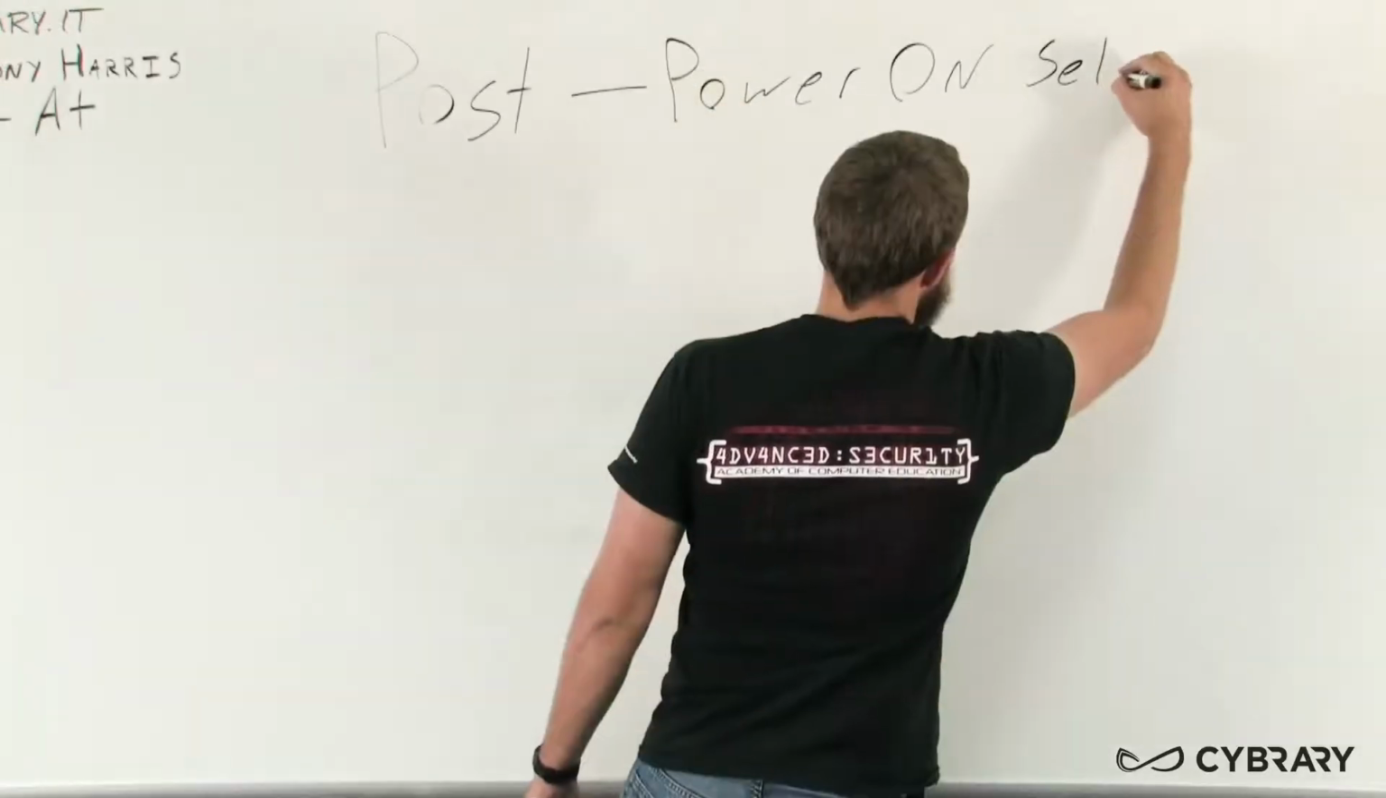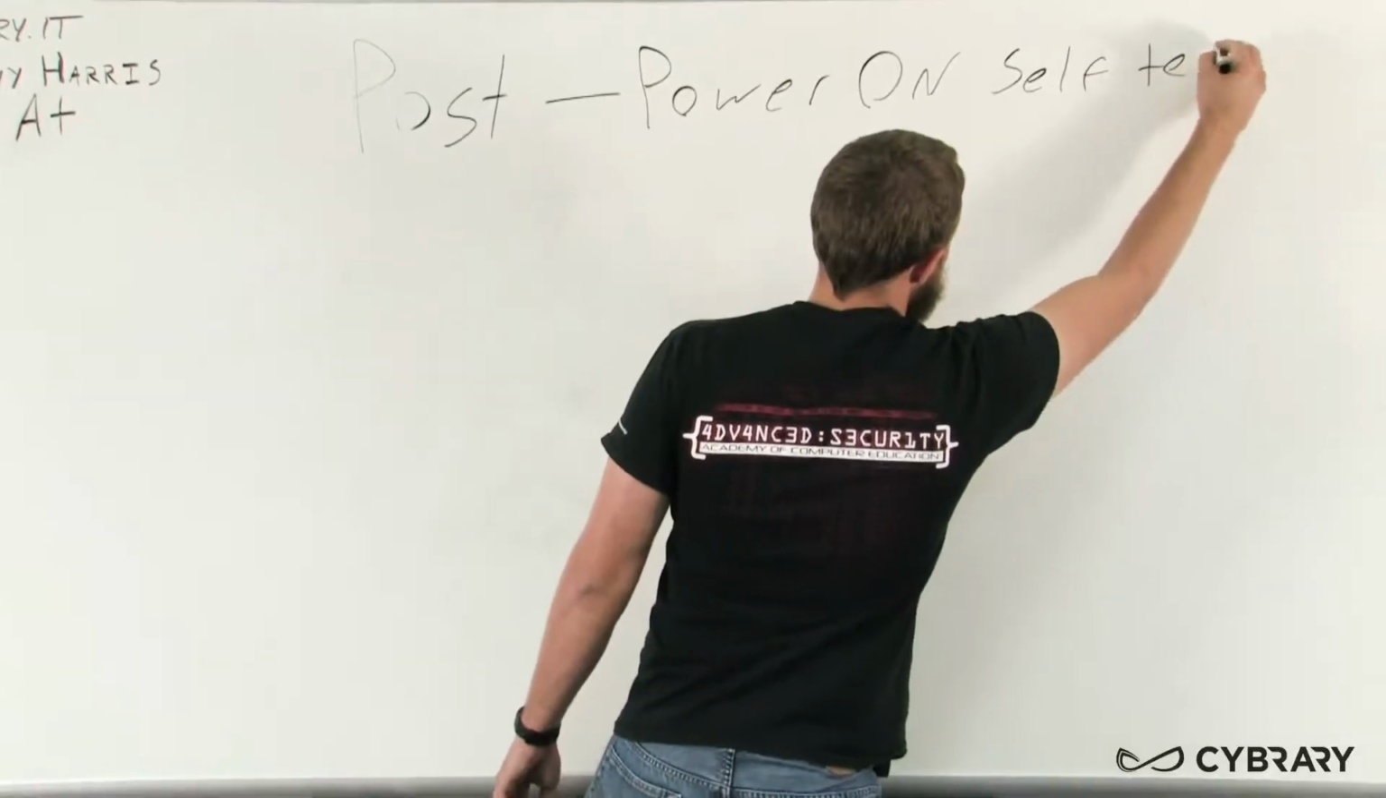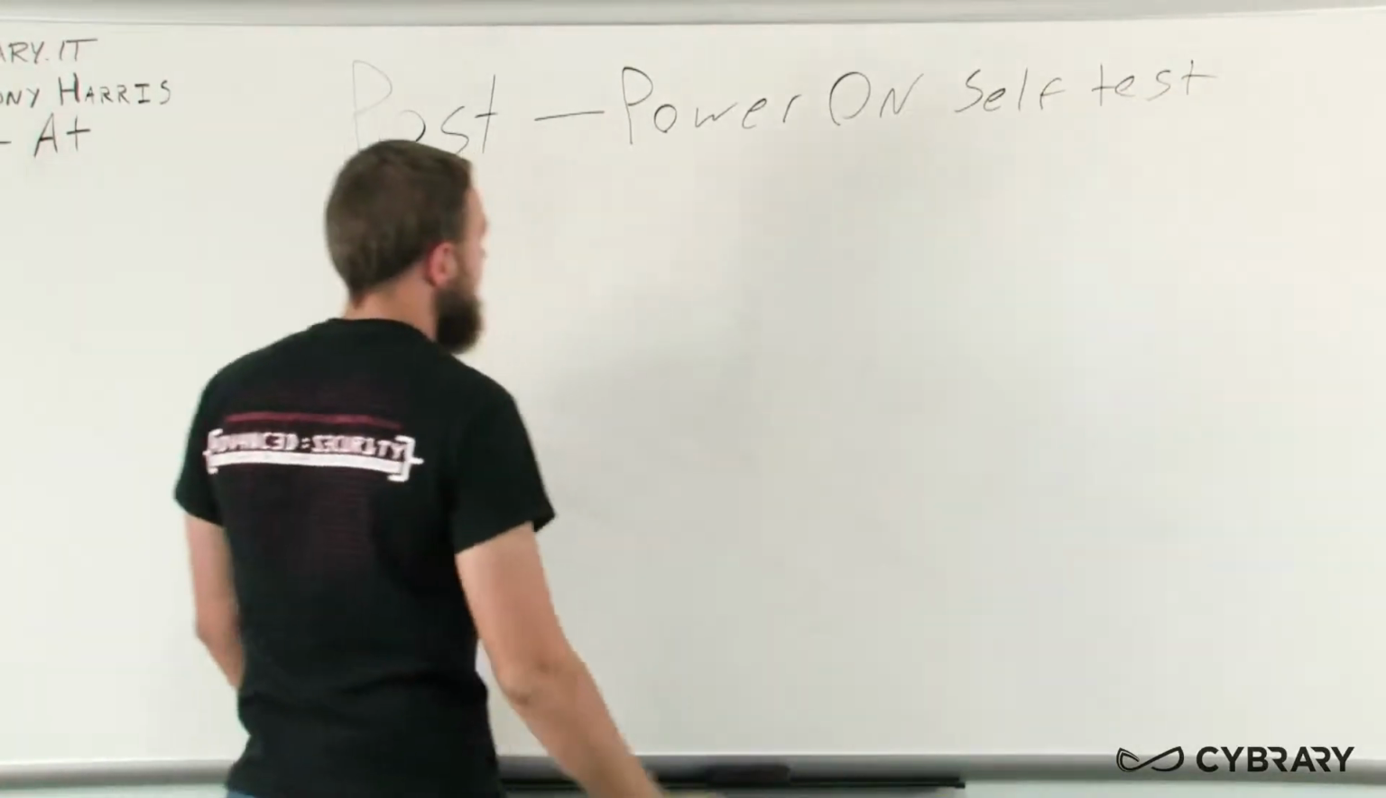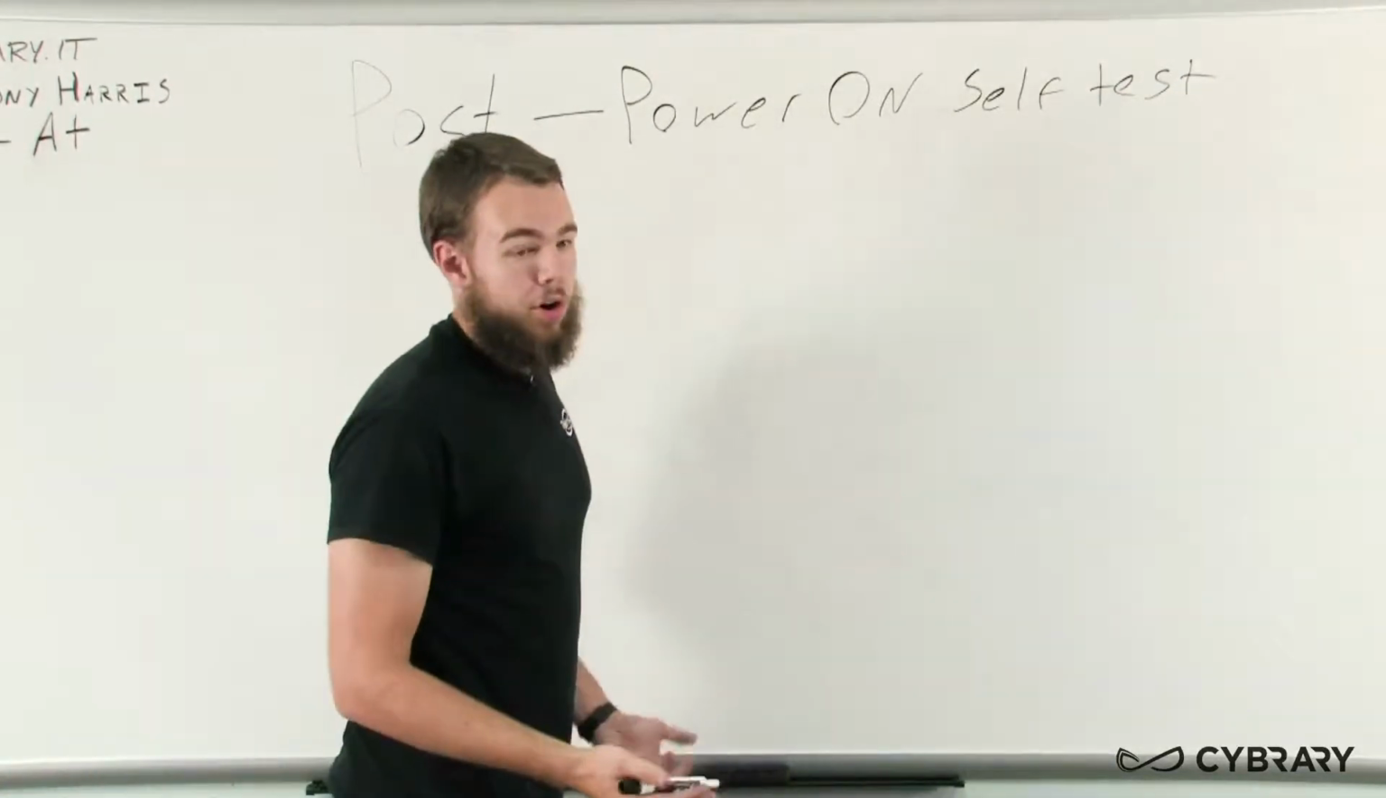Well, when the BIOS starts up our computer, it performs something called a power on self-test. This is a set of instructions that the BIOS goes through to check different components on our computer that it needs in order to turn on. And it does these in a sequential order. POST is an acronym for Power On Self-Test, and it performs a series of tests in order on our computer.